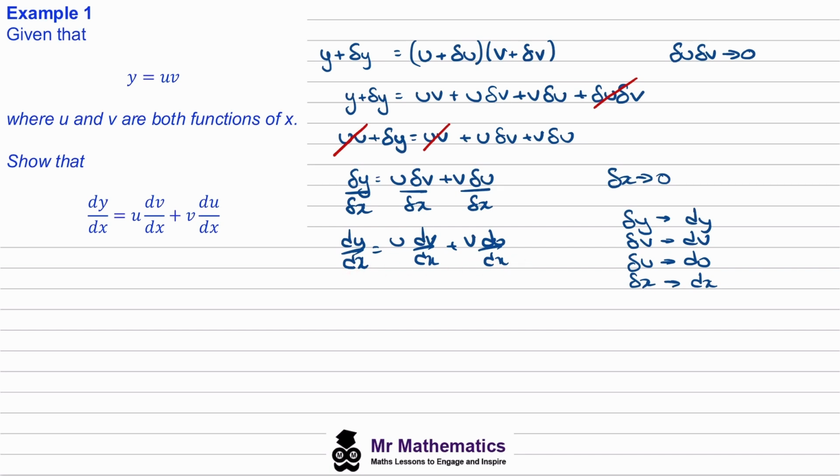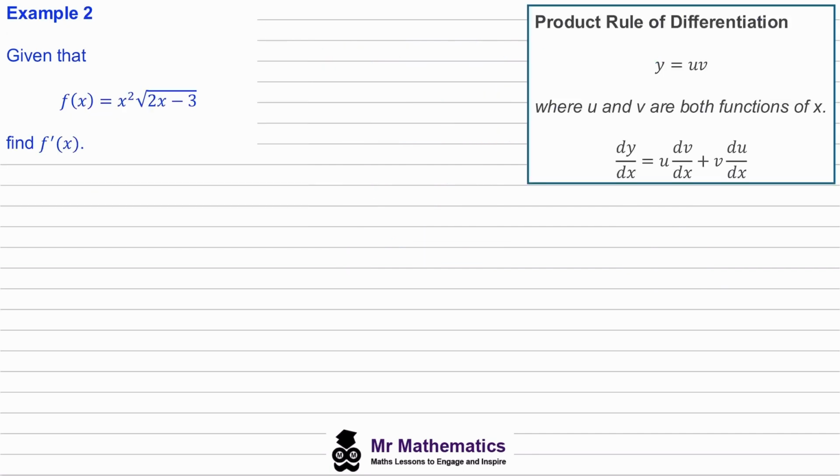So as we progress through this video, I'll show you how to use this product rule to differentiate two products of x. Let's try example 2. So we're given that f of x is x squared multiplied by the square root of 2x minus 3. And you can see that these are both functions of x multiplied to each other. So we can use the product rule.